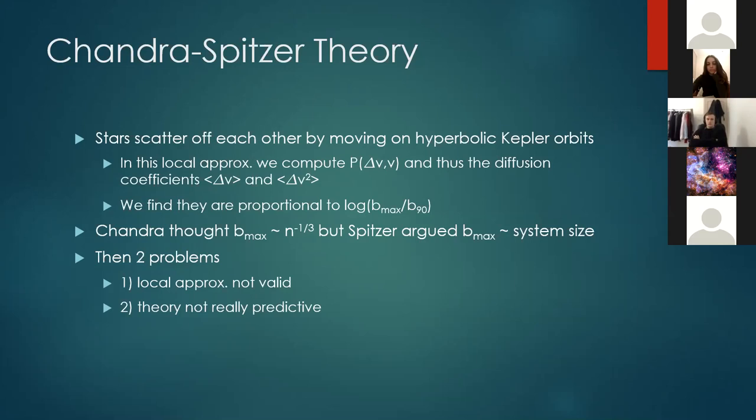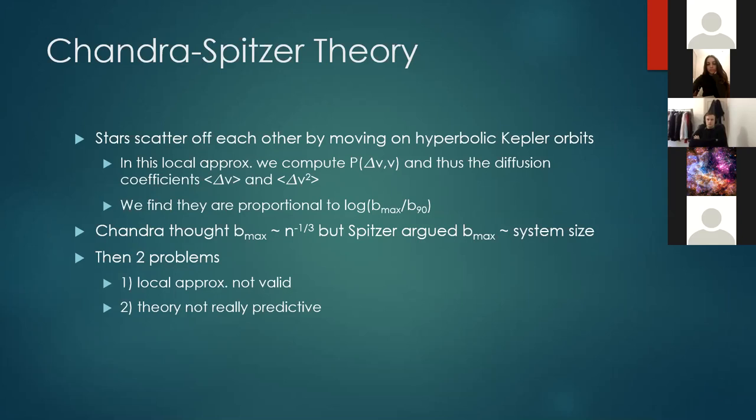And what we then do, using this model of scattering on hyperbolic orbits, is calculate the probability P that a star with velocity V suffers a change in velocity delta V as a result of a collision with some randomly positioned partner. And once you've got this probability P for changes delta V in the velocity, you can compute the diffusion coefficients, which are the expectation value of delta V. That's called the first order diffusion coefficient. And the second order diffusion coefficient is the expectation value of the square of delta V. That's perhaps all I should say about that.